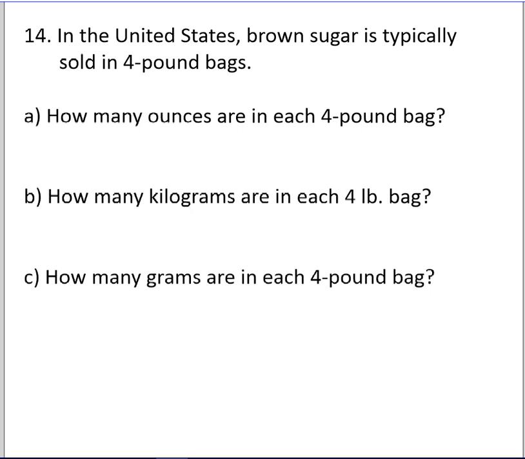We have 4-pound bags of brown sugar, and we need to know how many ounces. And so let's do our 4 pounds. If you're not sure whether to multiply or divide, set up your unit fraction. 1 pound is equal to 16 ounces. So you can see we multiply, and that will give us 64 ounces.